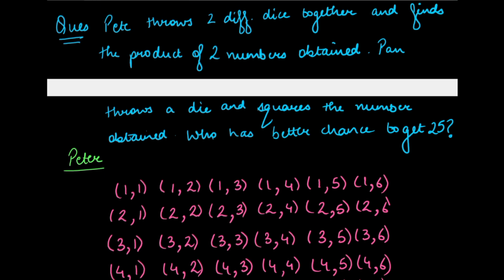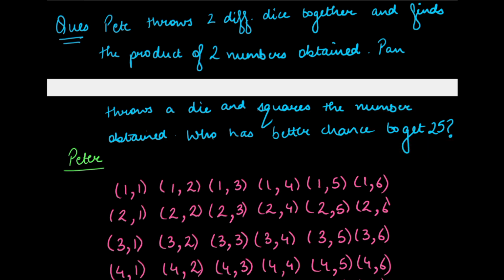Okay, the first question for today is: Peter throws two different dice together and finds the product of the two numbers obtained. Pam throws a dice and squares the number obtained. Who has a better chance to get 25?